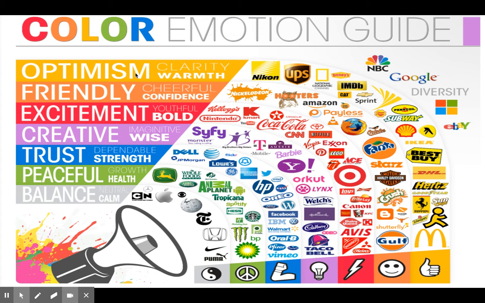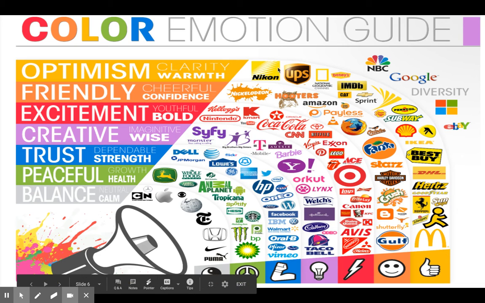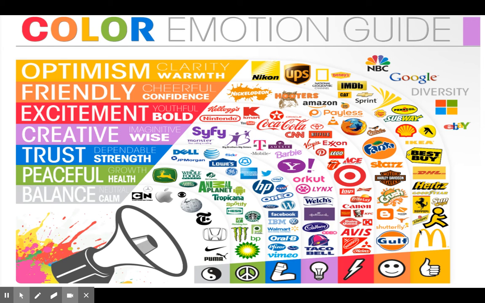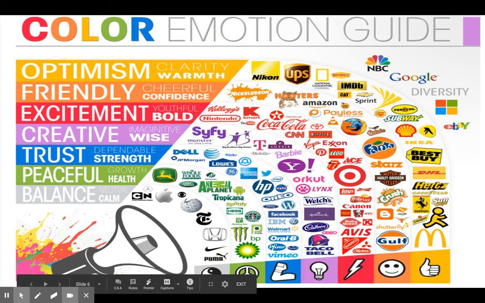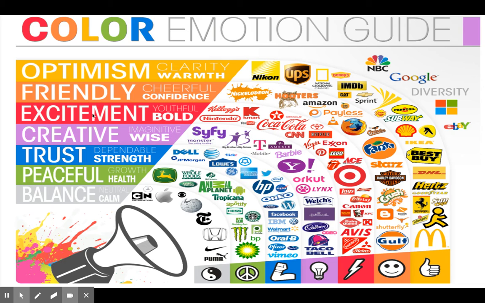When you're looking at yellows, yellow tends to go with optimism, something that is warm, like the sun. These are all different famous companies that use yellow because they want you to think of something positive, something warm, like McDonald's or Best Buy. Friendly is orange, and that means cheerful and confident. So Nickelodeon, Stars Network, Harley Davidson: something that's friendly and cheerful, exciting and bold.